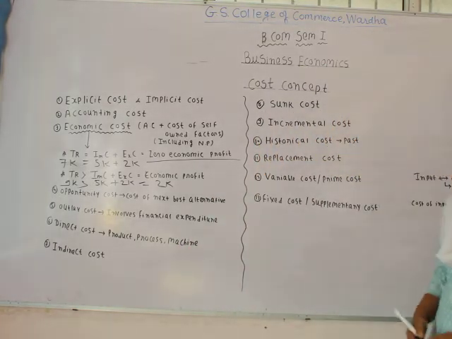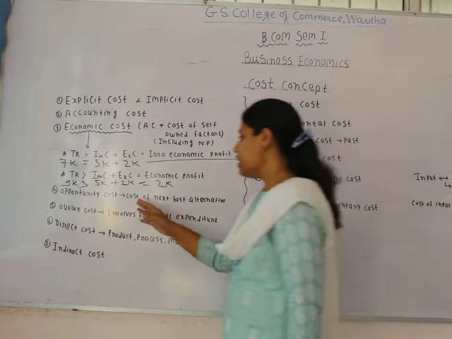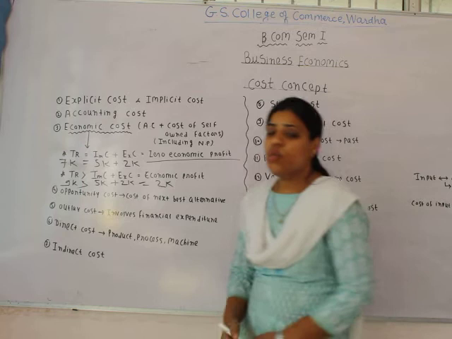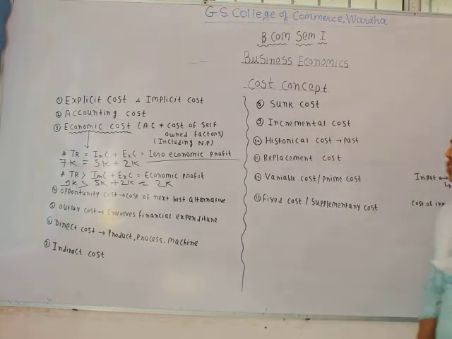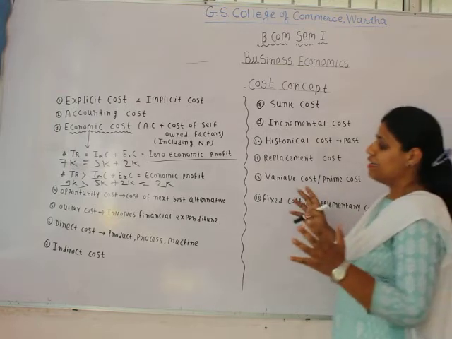I hope now we are clear with the concept of economic cost. We have seen this concept in detail. The next one is opportunity cost. Now what is meant by opportunity cost? Opportunity cost is the cost of the next best alternative.